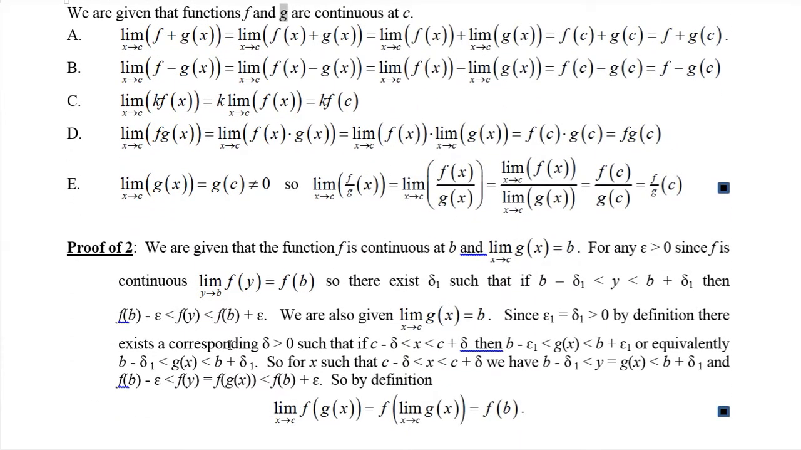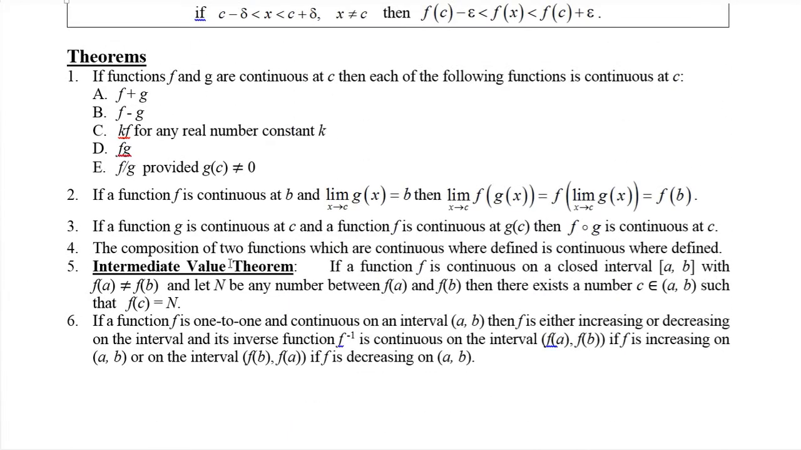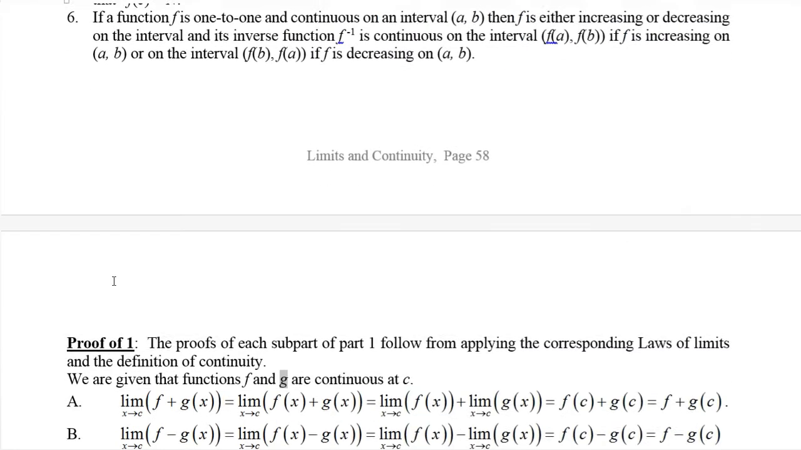Now, the proof is pretty straightforward here for 2. Let's remember what we're trying to prove. We're trying to prove if a function f is continuous at a point b, and the limit of g of x as x approaches c is b, then we can basically pull this limit sign in front of the outer function when we're doing a composition. So let's take a look at that.